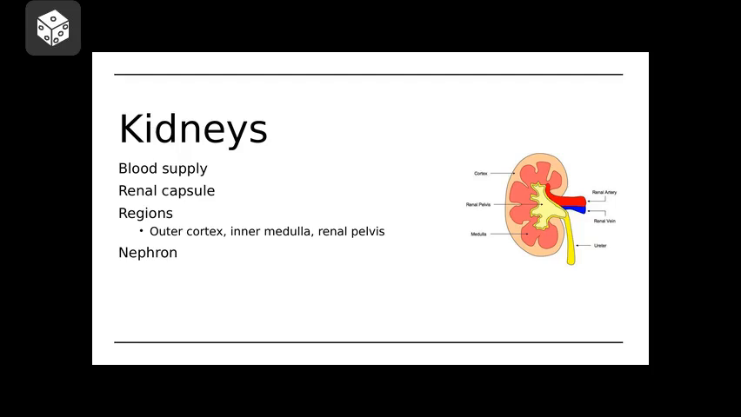So I mentioned the nephron being in the renal cortex, and the nephron is going to be the functional unit of the kidney. So the nephron is kind of like a chunk of the important part of the kidney. We're going to talk about it a little bit more in each slide.